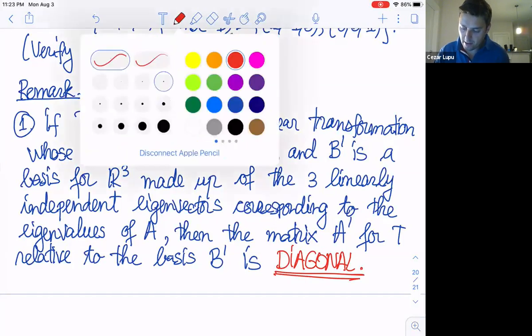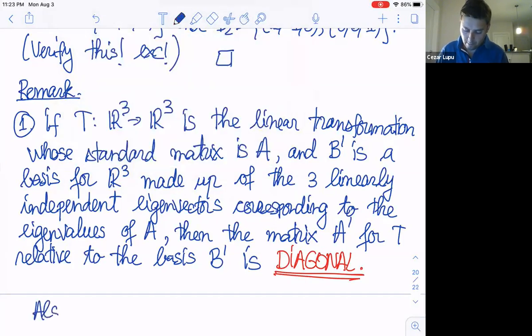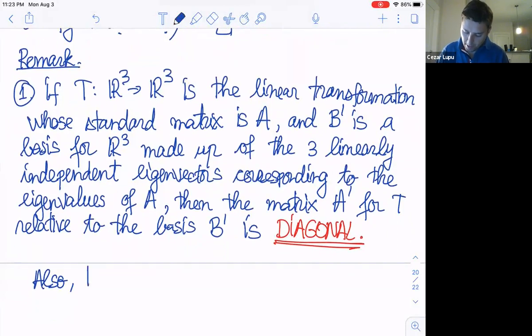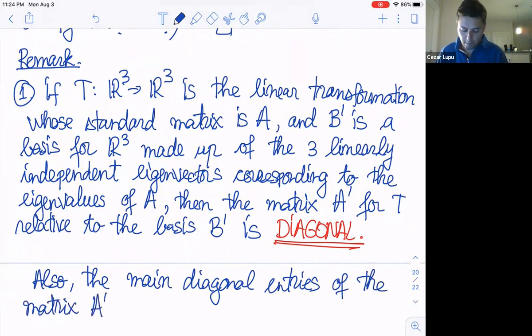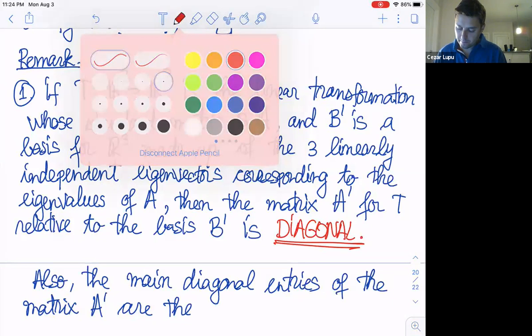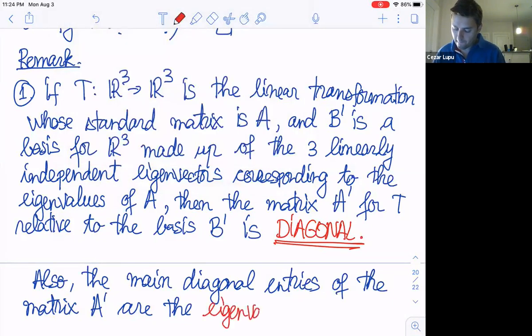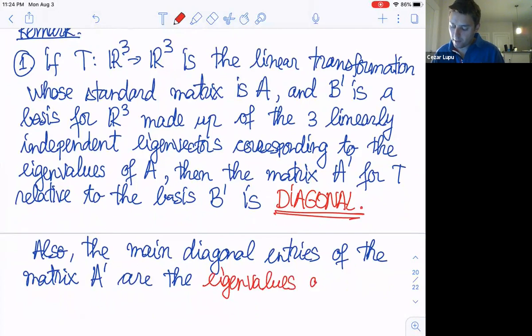And let's keep in mind that also the main diagonal entries of the matrix A prime are the eigenvalues of A.